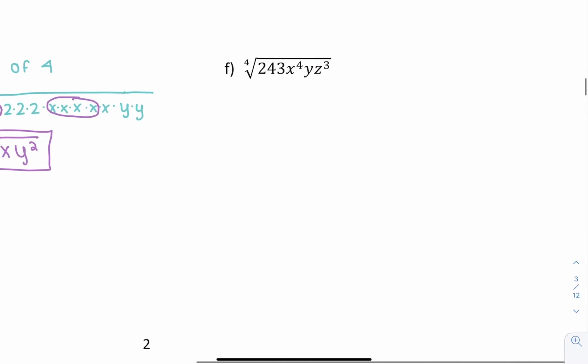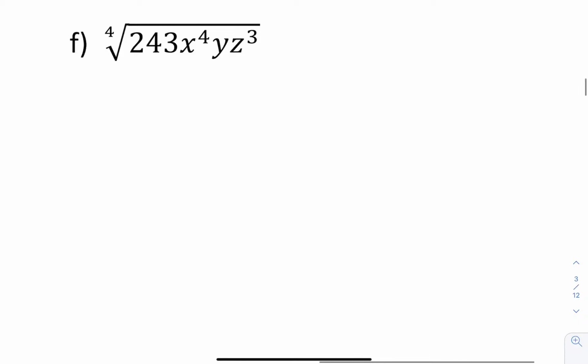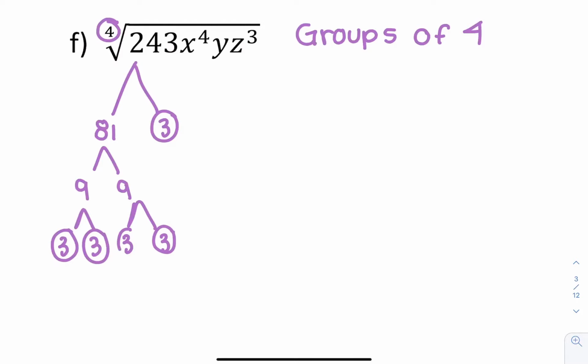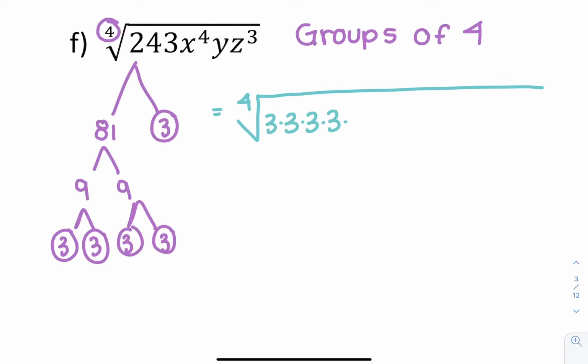For our last one, again, we have an index of 4. So we're looking for groups of 4. So 243, that's divisible by 3. And if I divide by 3, I get 81. 81 is 9 times 9, which is 3 times 3, 3 times 3. So let's rewrite what we have. And remember, this time we were looking for groups of 4. So 1, 2, 3, 4, 5.